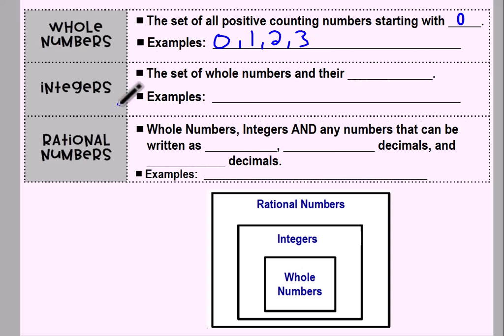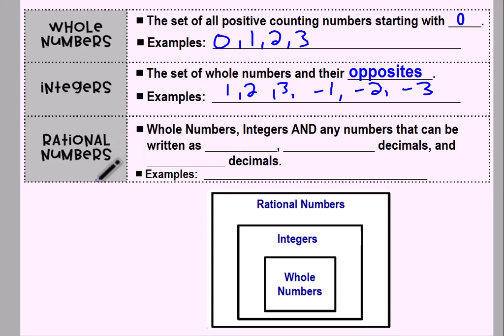Then we have the integers. We just learned about the integers a few days ago. Integers are the set of the whole numbers and their opposites. So if whole numbers are the positive counting numbers, then the opposite would be the negative counting numbers. So an example is going to be the positives, like 1, 2, 3, but also the opposites, -1, -2, -3, etc. Those are examples of integers.